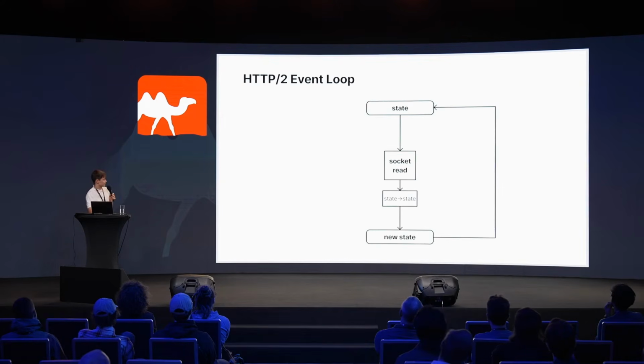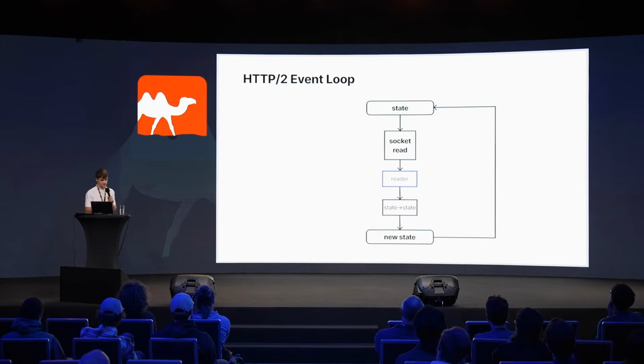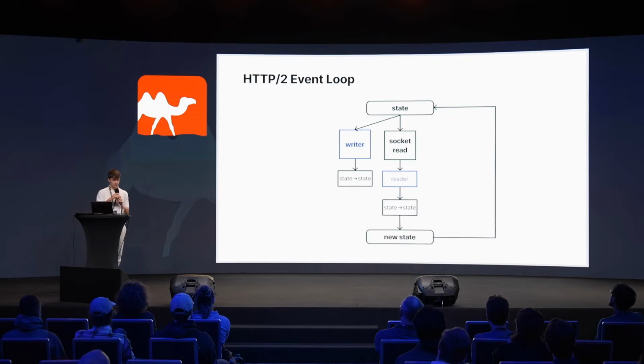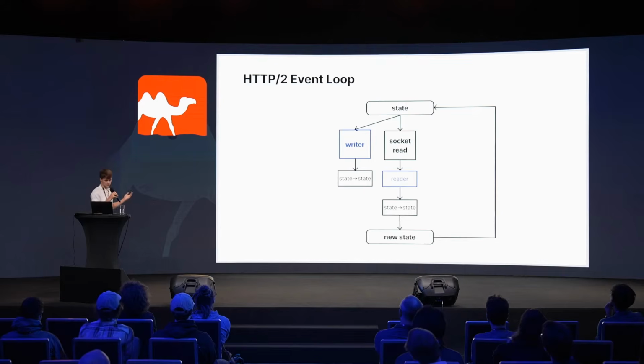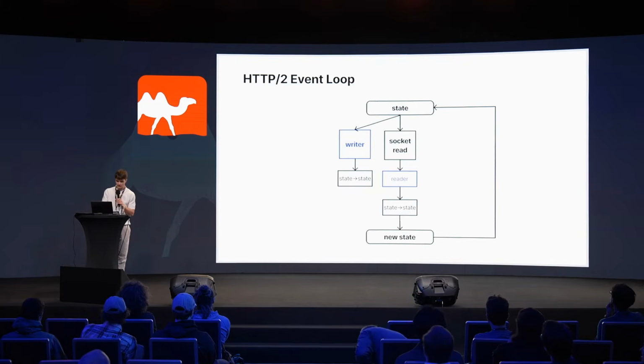And here it looks like this. We use this reader function just after reading from the socket. We parse all of the bytes, we pass it to the reader, and we modify the state in some way. And for the writer, we make it a separate async event. So it just acts as a separate event. We get the bytes from the writer, we modify the state.